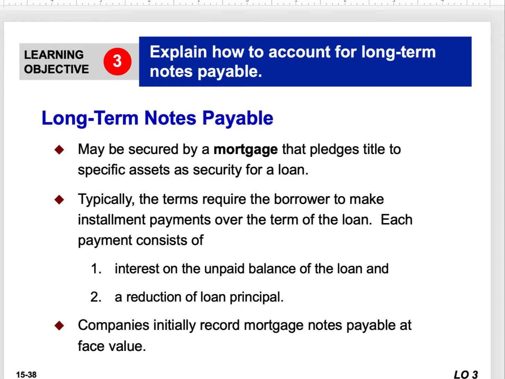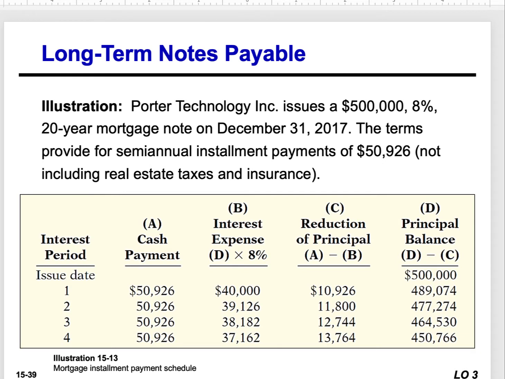When a corporation initially records a mortgage note payable, they're going to record it at the face value. So let's walk through a little illustration here. Hopefully it should be clear after this that the payment has two pieces: the interest piece, and the piece that goes to pay down the principal balance, or the original amount that I'm borrowing. So let's look at Porter Technology.